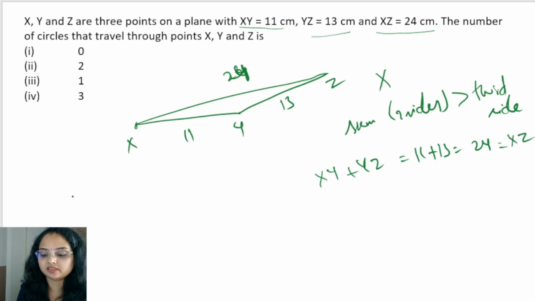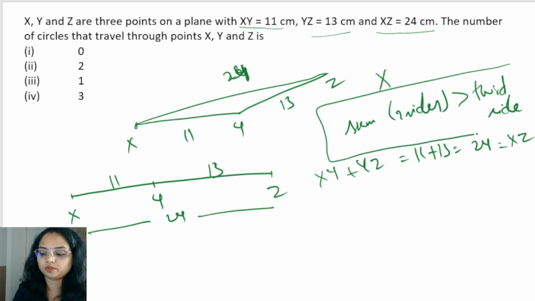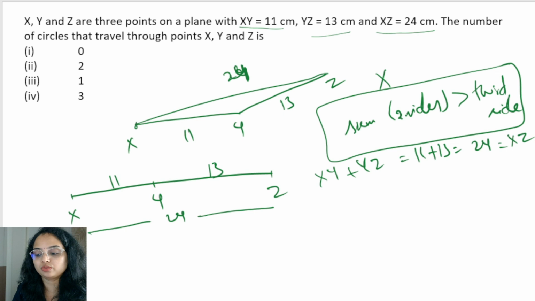In this case these 3 points lie on a straight line, here x, y and z. 11 plus 13 is equal to 24. For the triangle to be formed, this condition is necessary: sum of any two sides should be greater than the third side. So here 0 triangles pass through these 3 points.